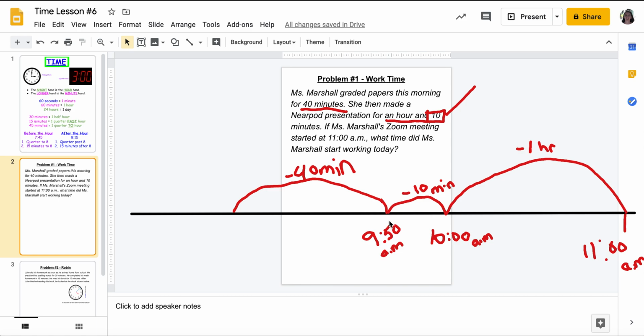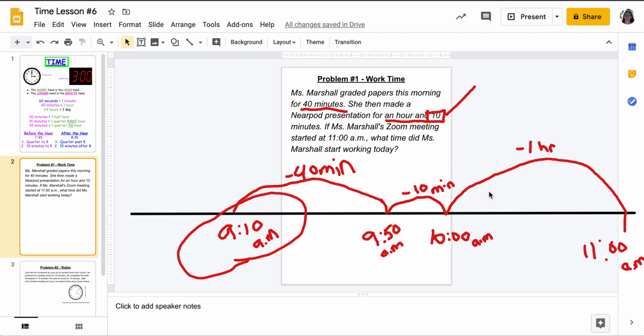Remember, I've got to subtract that 40 minutes from those 50 minutes. So what's 50 minus 40? Well, we know my minute would be 10, and my hour still is the same at 9, so it is 9:10 a.m. So what time did I start working today? I started at 9:10 a.m. because I worked 40 minutes, and then I worked an hour and 10 minutes.